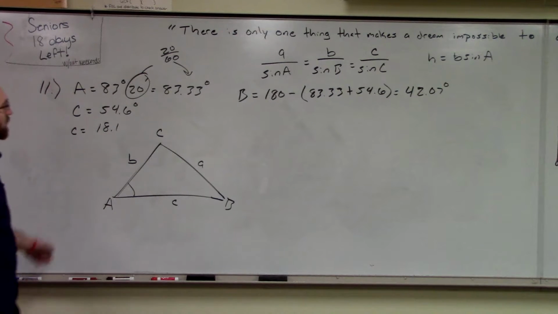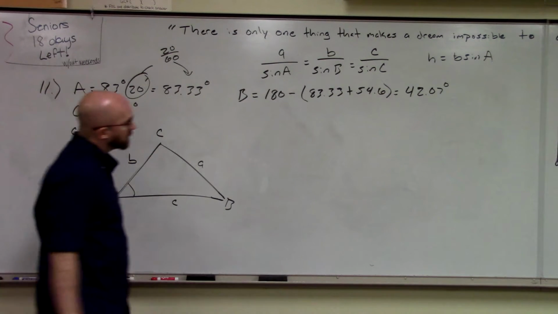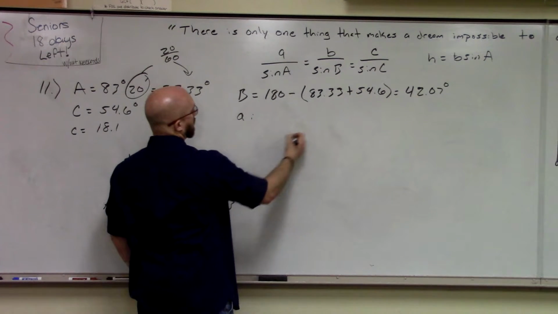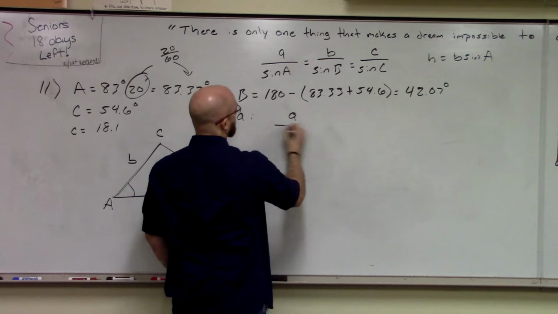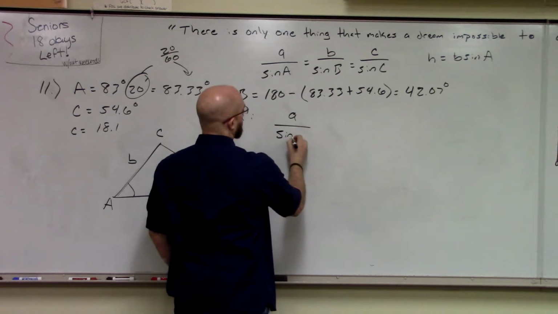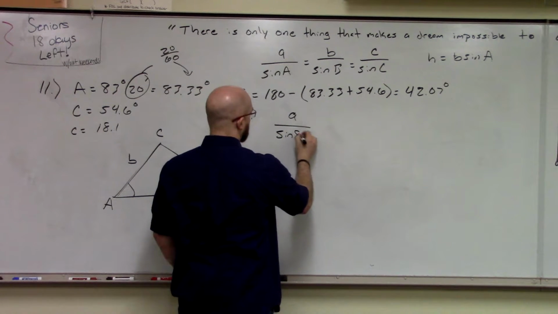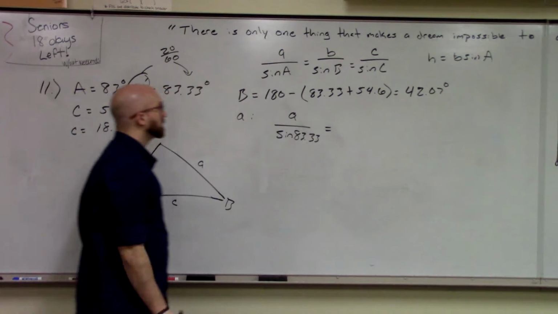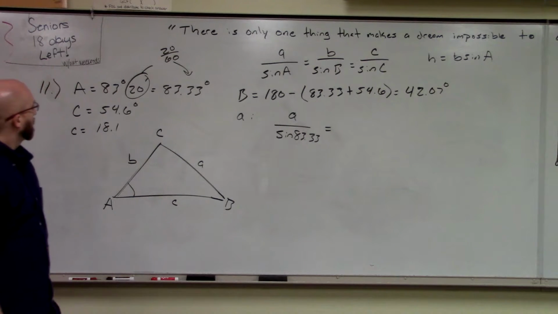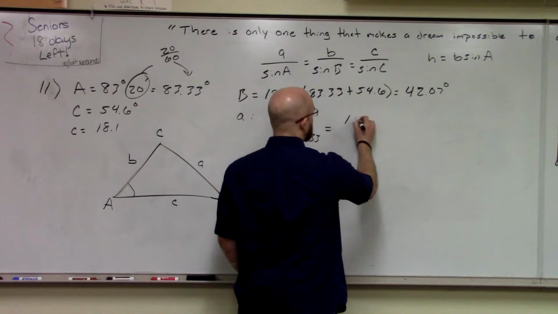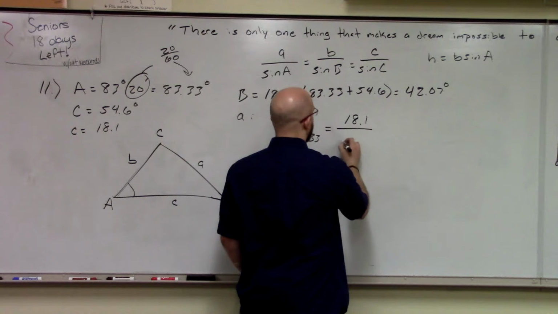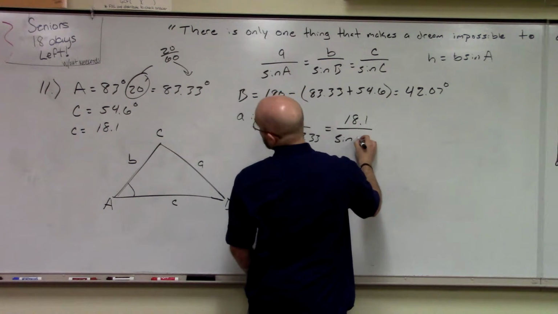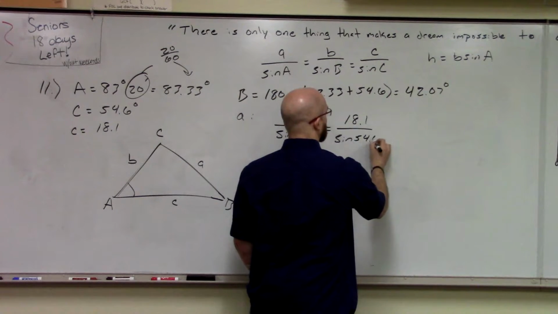Okay? Now, let's go find little a. So to find little a, that means I'm going to use A over sine of 83.3 equals 18.1 over sine of 54.6.